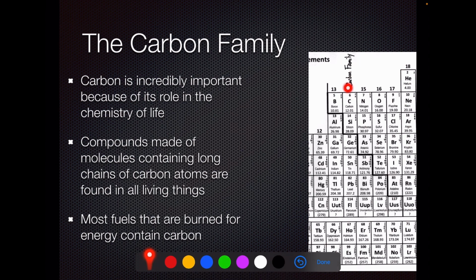So you can see here how at the top I wrote carbon family. So above that group 14, you're going to write carbon family to indicate what family it is. So carbon is incredibly important because of its role in the chemistry of life, meaning that all things that are living have chains of carbon atoms that are bonded together, making up part of them. So all living things have carbon in it. Most fuels as well that we burn for energy also contain carbon. So carbon is incredibly important in the chemistry of life. So that whole family underneath it has similar properties, and they are called the carbon family. So go ahead and make sure you label that one.